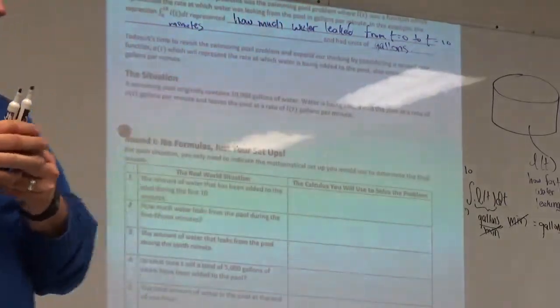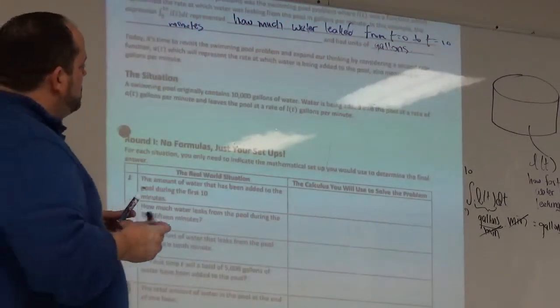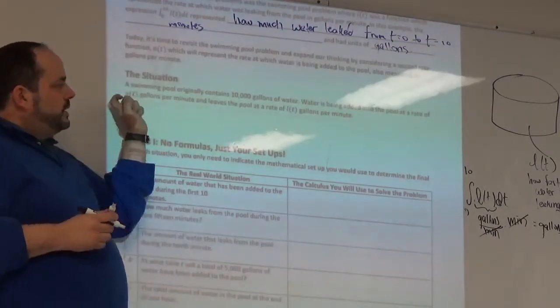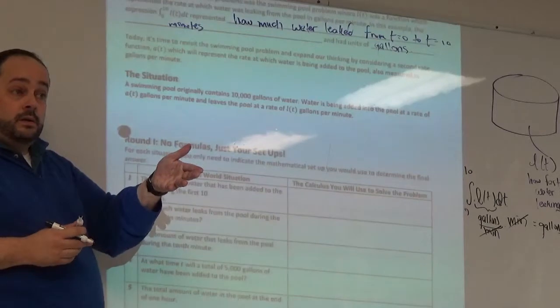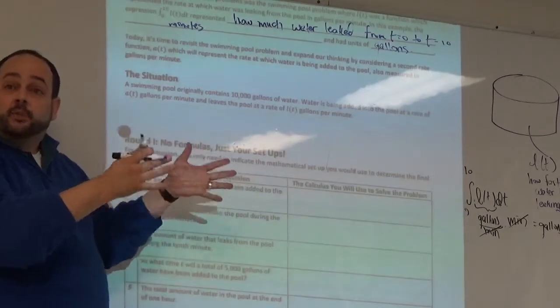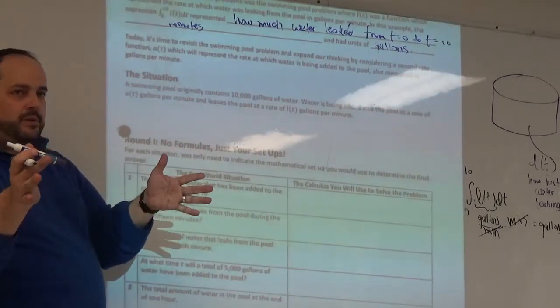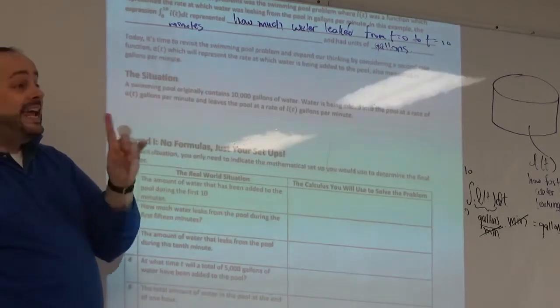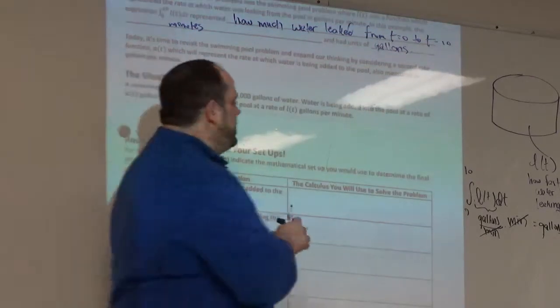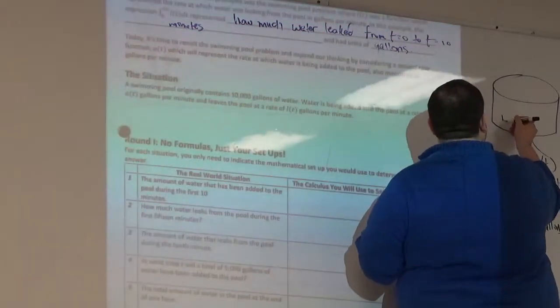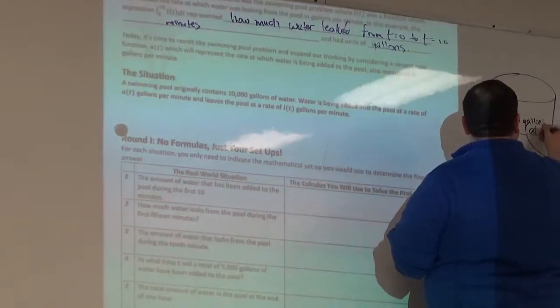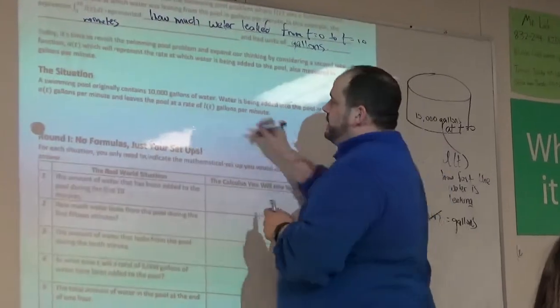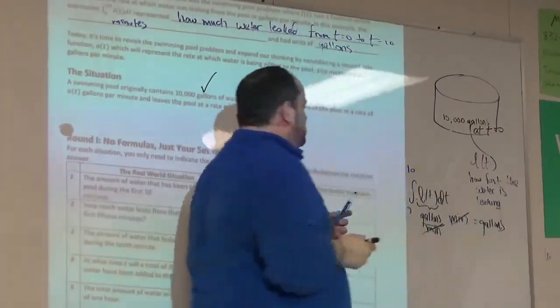Cassandra, what's one of the three things happening in that situation? But there was 10,000. There's 10,000 gallons when? Originally. What's the word for that? There's a special word for that. We talked about this last week. Initial value. It's the initial value, right? So I don't have an empty pool. I have 10,000 gallons at t equals 0. Got that one? What's something else happening in this situation?